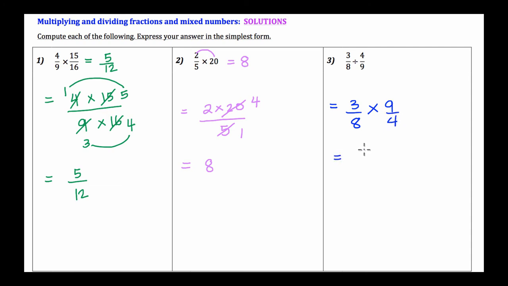So you multiply the two numerators and you multiply the denominators. And now there is nothing that's common to the numerators and the denominators. So you simply multiply 3 times 9 is 27 and 8 times 4 is 32. So 3/8 divided by 4/9 is 27 over 32.